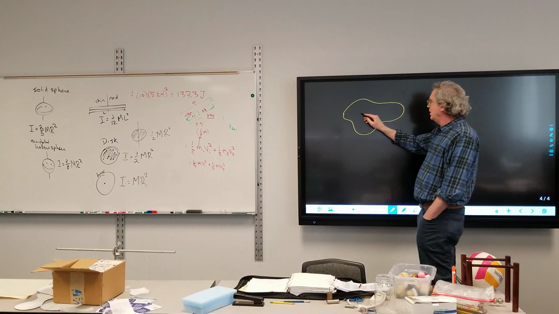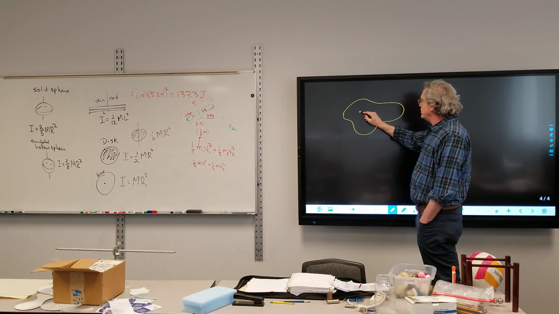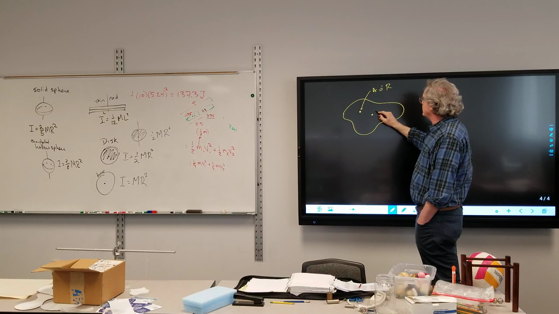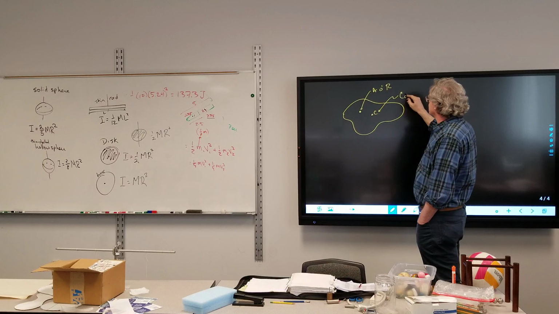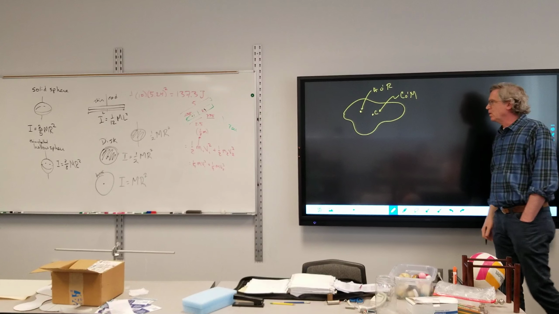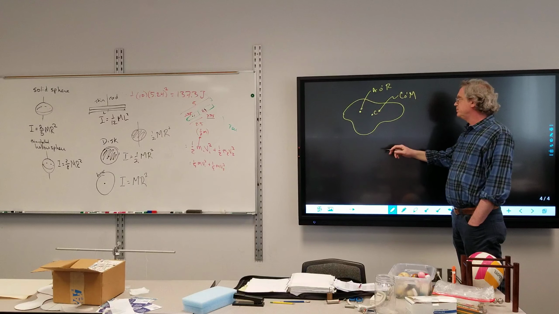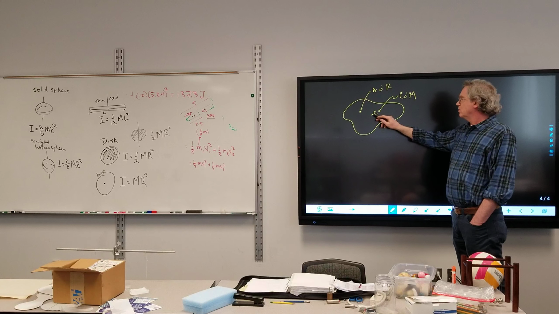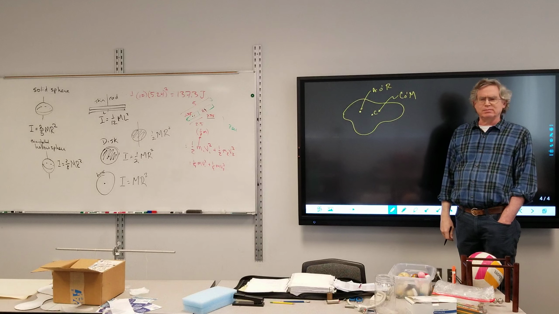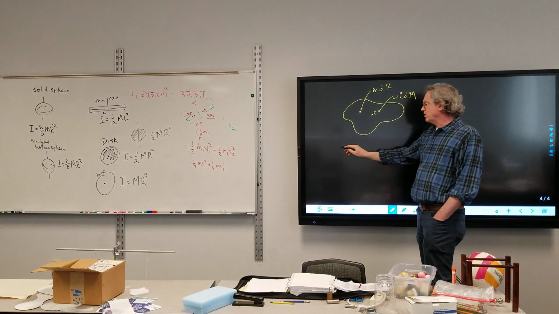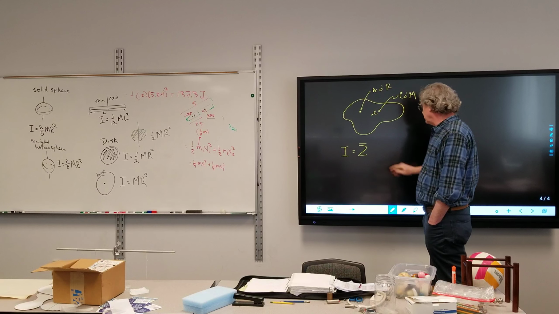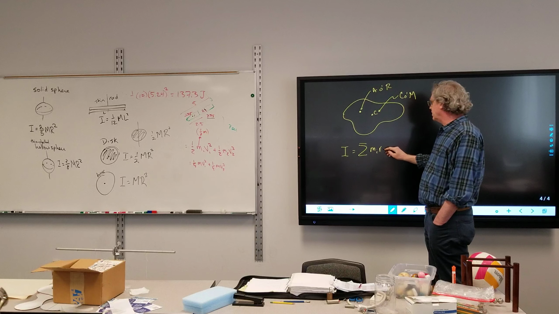A generic shape, rotating about this point, so this is the axis of rotation. This is the center of mass. So if I want to find the moment of inertia of some generic object, I know that the moment of inertia is the sum of all the m sub i r sub i squared.